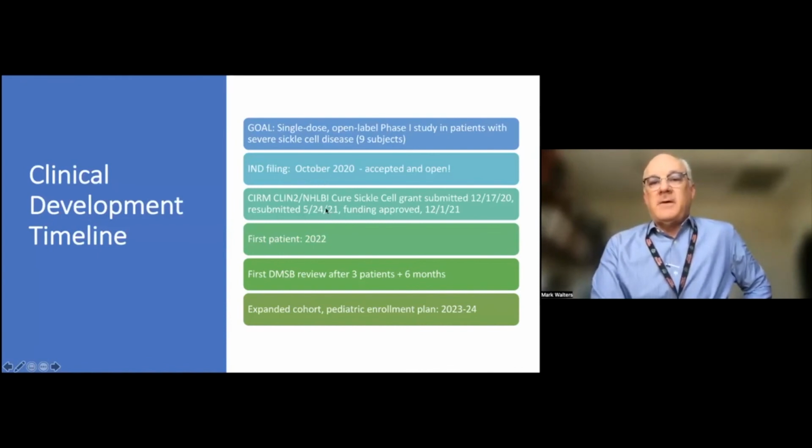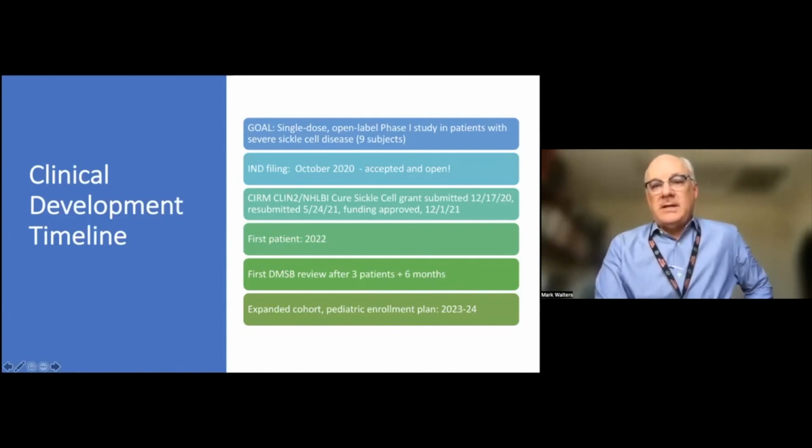So we successfully filed for an IND a year and a half ago. We procured funding that was released in December 2021. Our first patient will probably enroll not this year, but early next year. And then we're following a staggered enrollment so that a data safety monitoring board will review results after the first 3 patients and then after the first 6 patients. So we'll probably begin a pediatric enrollment in 2024.